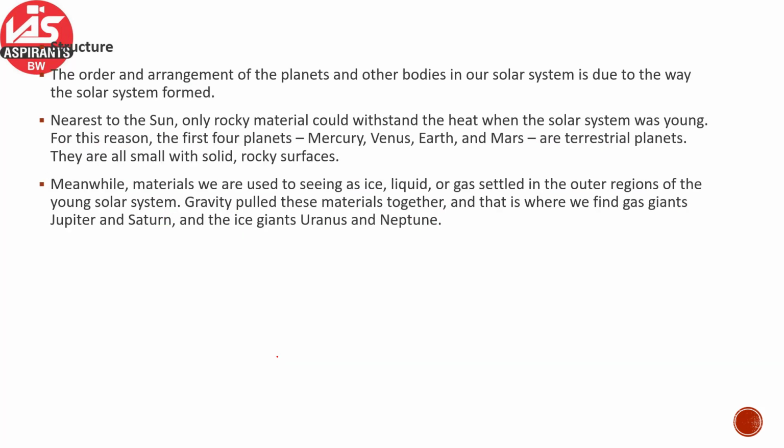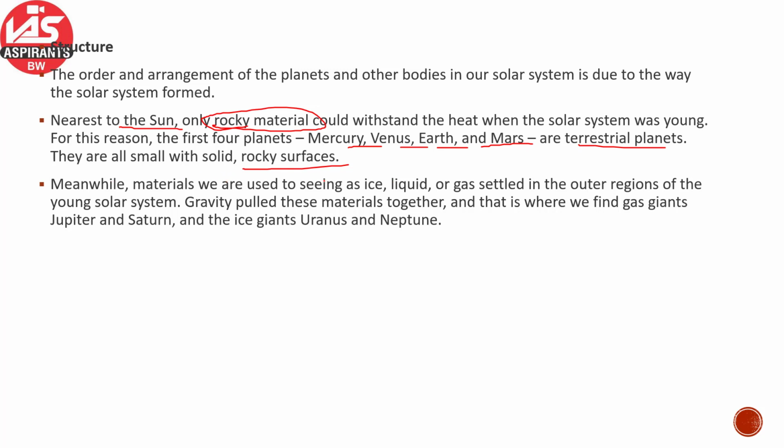Now, if we see the structure of our solar system, then of course I told you the heavier material got inside, at the center, so nearest to the sun. That's the reason we have the rocky material there, the heavier material there. So the first 4 planets, Mercury, Venus, Earth, Mars, are known as the terrestrial or the rocky planets because they are made of heavier material, with solid rocky surfaces.